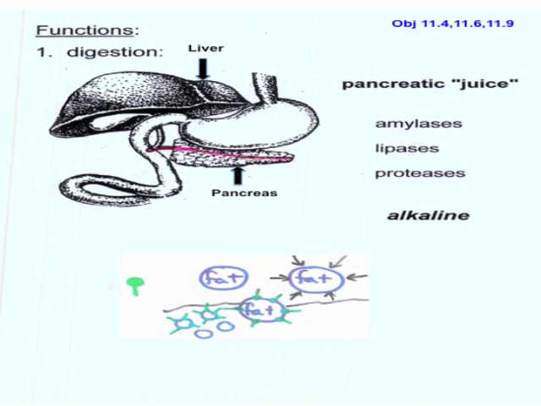The pancreas, which is located below the stomach in this diagram, contributes the pancreatic juice, which contains amylases, lipases, and proteases. The cartoon below depicts how lipases digest fats. If the fat globules are too large, the lipases are ineffective at digesting these globules.